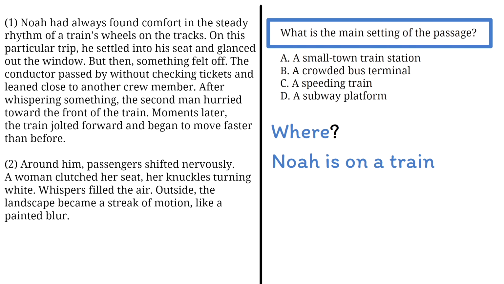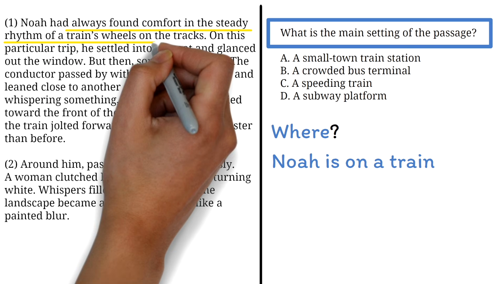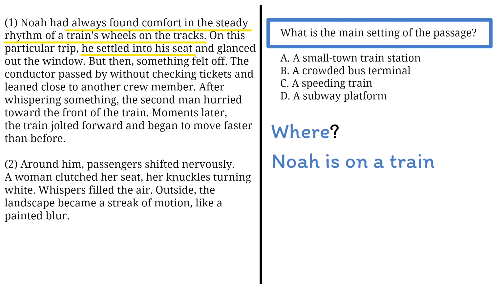That is from Noah, always finding comfort in the steady rhythm of a train's wheels on tracks, to Noah settling into his seat, in the presence of a conductor. These are the clues the story gives us to show that it's about Noah on a train. Now let's look for clues that give us the when in the story. That is, when the main action of the story began to happen.